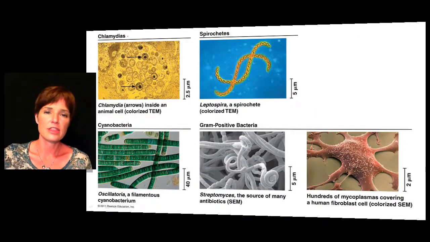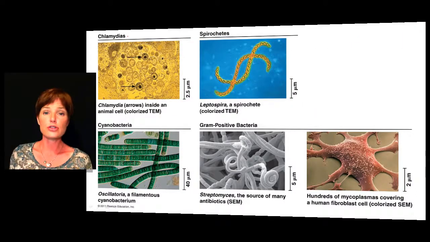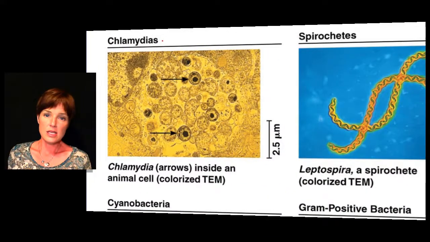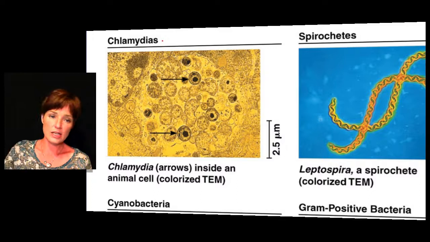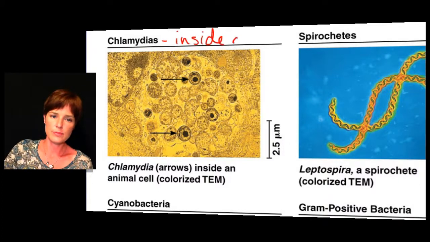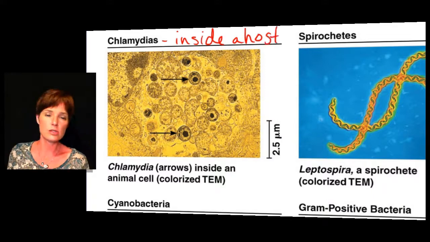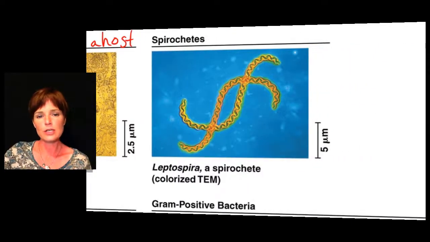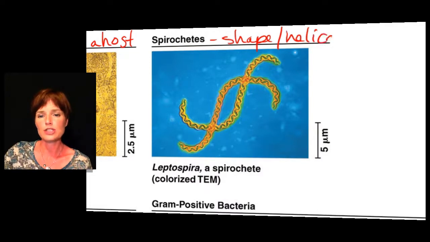Here's just a look at the other major groups that we have with bacteria. The chlamydias, these are ones that can only survive inside a host. So they must live inside a host. There's a number of diseases that are caused by chlamydias. We have spirochetes, which are really named according to their shape. So notice that they are helical or spiral in shape.